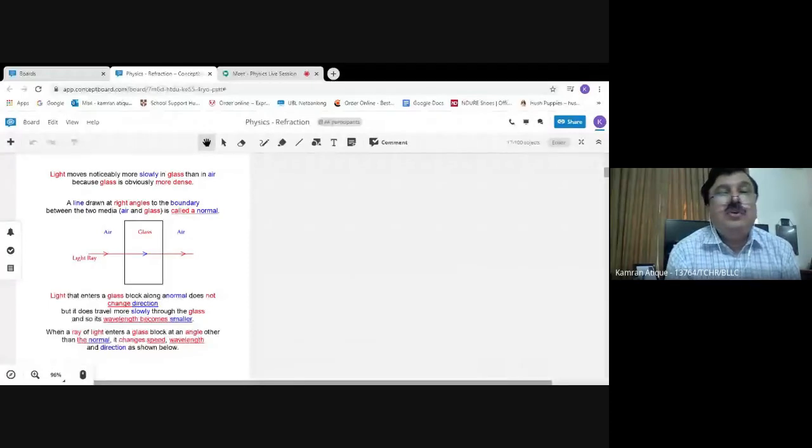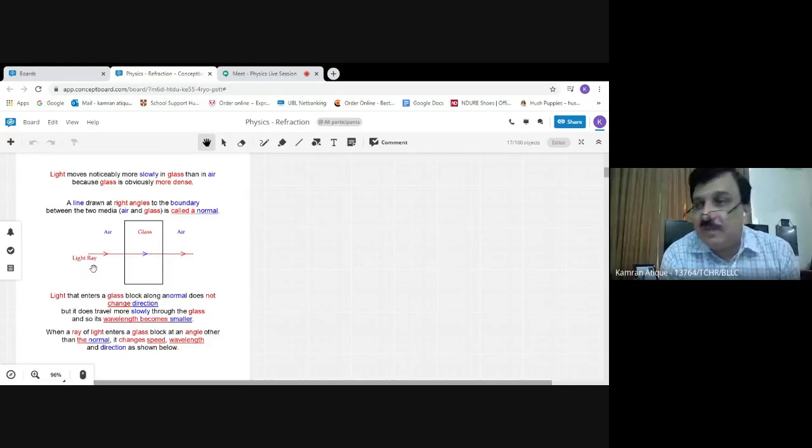I hope you all can recall the definition of angle of incidence. You can write it on your paper, and later on I'll talk about what that definition was. Angle of incidence is always measured between the normal line and the incident ray of light. Angle of refraction is always measured between the normal line and the refracted ray of light.